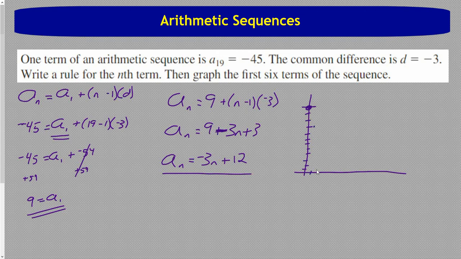So 1, 2, 3, I'm going to go down by 3 again, and then down by 3 again, and down by 3 again. So really, it's just got a slope of -3, and we're coming down like this. It's a terrible graph, but hopefully you get the idea.